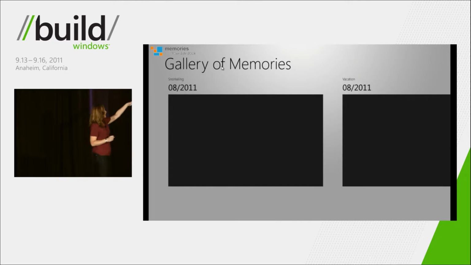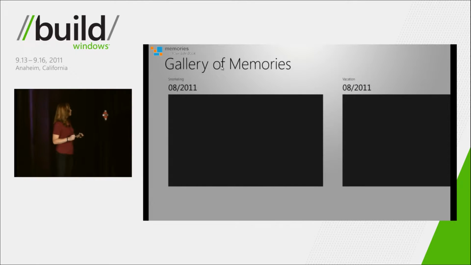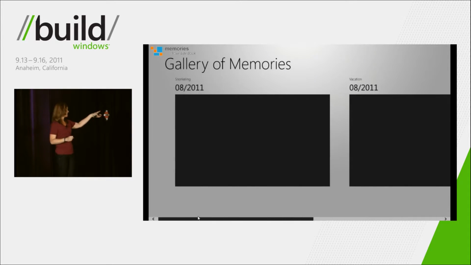So here we go. We have the Memories app. We have our text. It all looks good. And we have this nice black area. And that's what we're going to be filling out next. So we're going to be filling out that area in the next step of the demo.